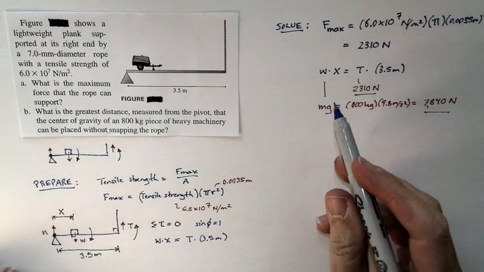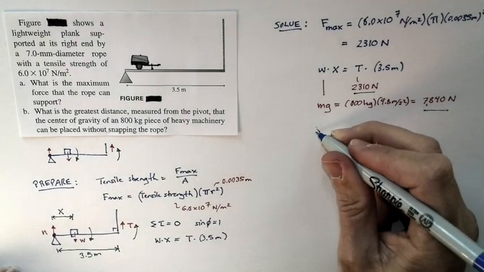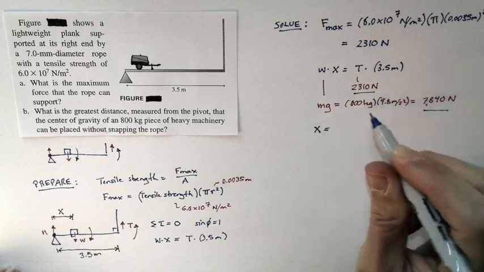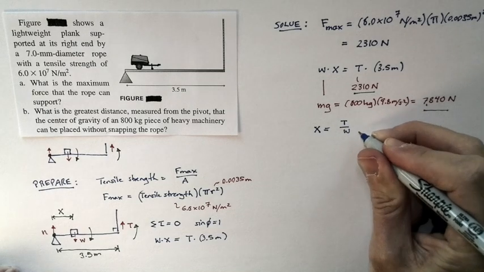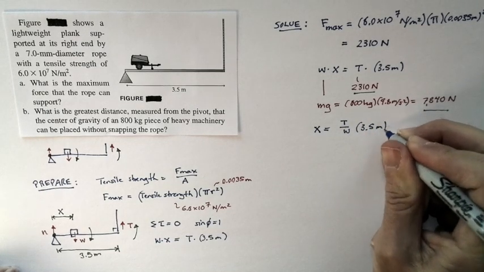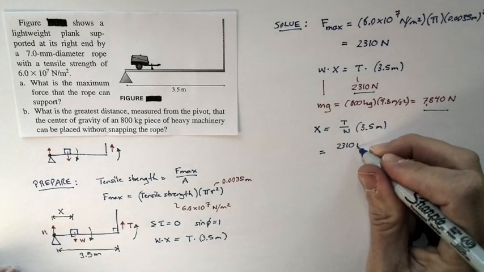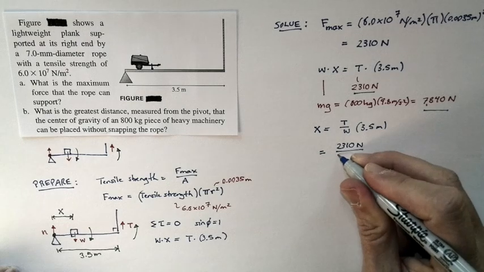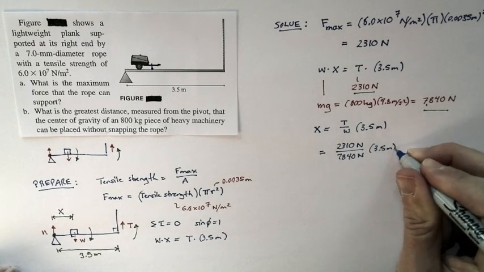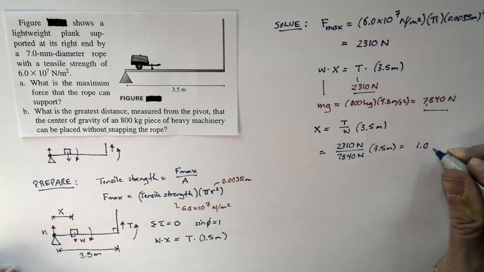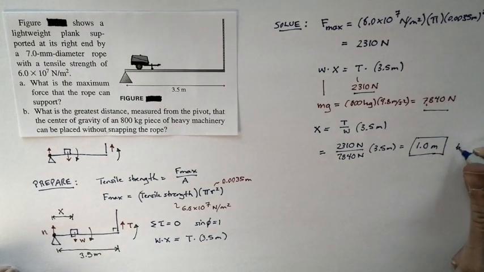But here's what I'm going to do. I'm just going to rewrite this expression. We're trying to solve for the distance. How far out can the machinery be from the pivot point? Well, the distance is x. If I rewrite this expression to solve for x, it's T over W times 3.5 meters. T is the maximum force the rope can support, 2,310 newtons. The weight of the machinery is 7,840 newtons. Multiply that by 3.5 meters, and I get, to two significant figures, 1.0 meters. That's my answer to part B.